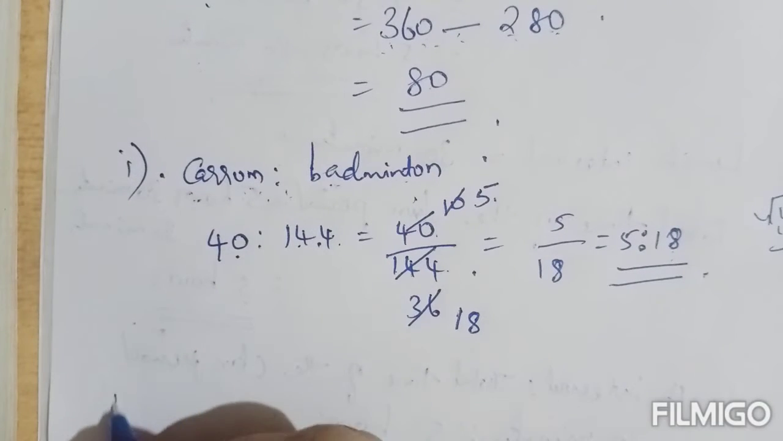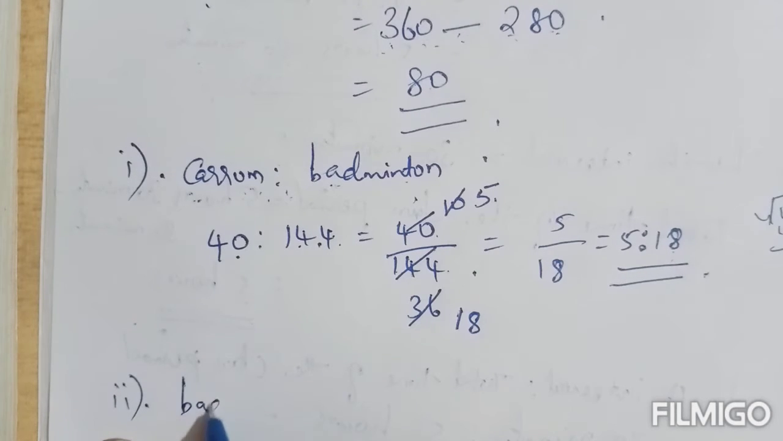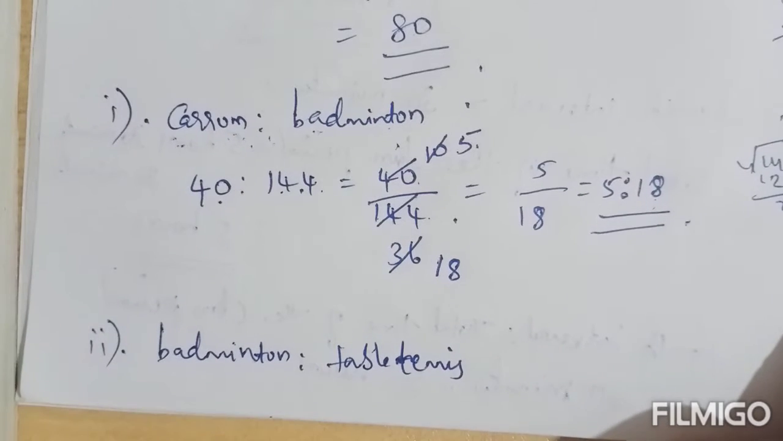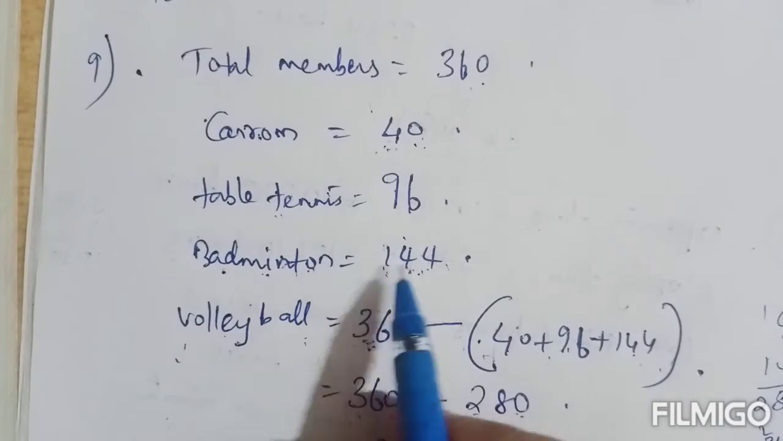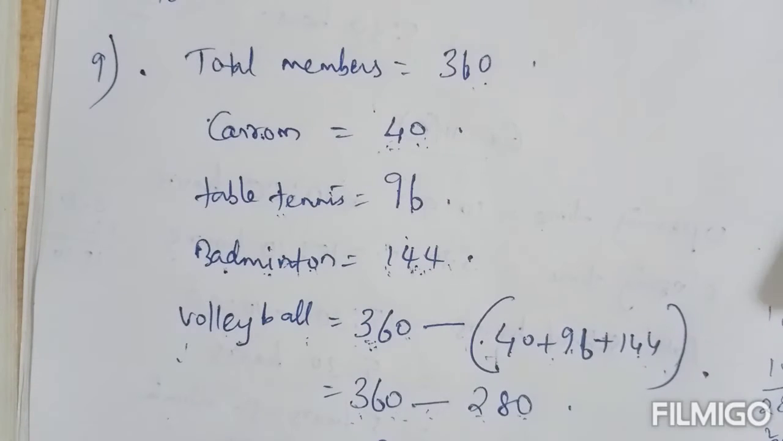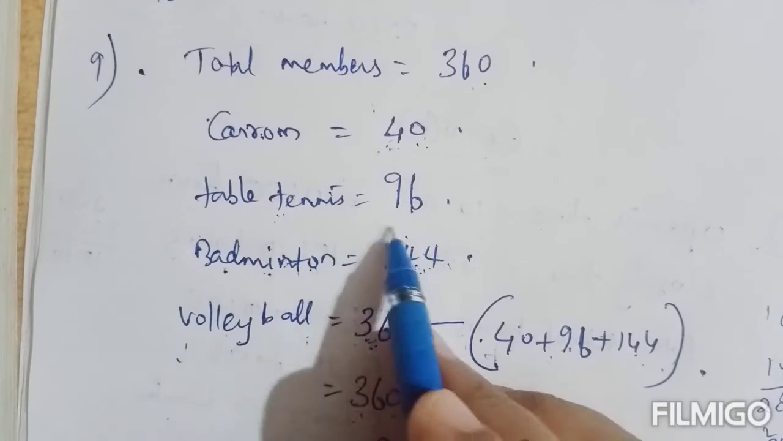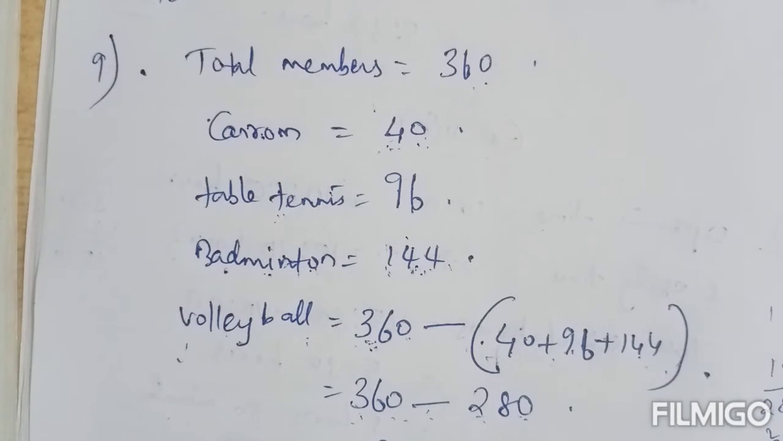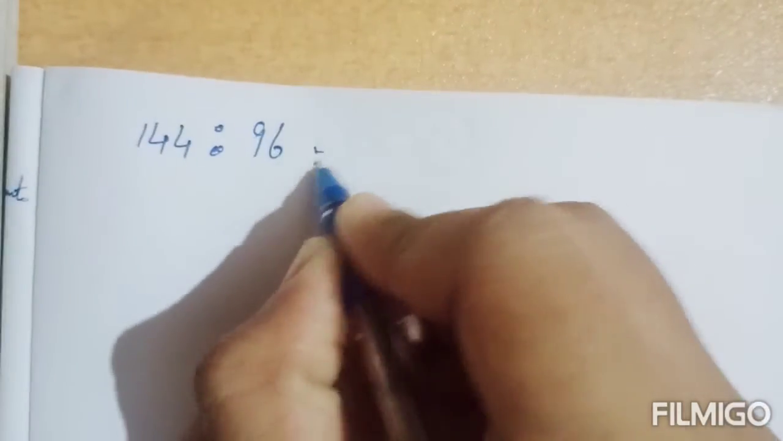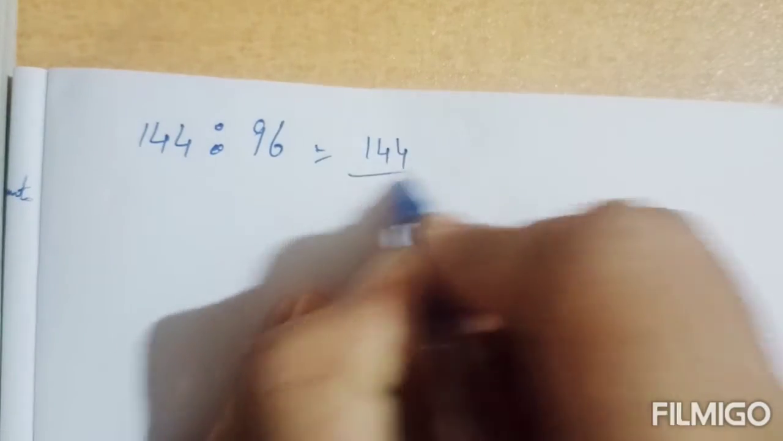Okay, in the second one, badminton to the number of those who play table tennis. So badminton is to table tennis. Number of members who play badminton is to number of members who play table tennis. From the question we know 144 members will play badminton. So 144 is to table tennis, how many members will play? 96. So 144 is to 96.